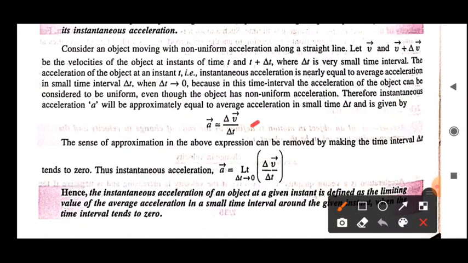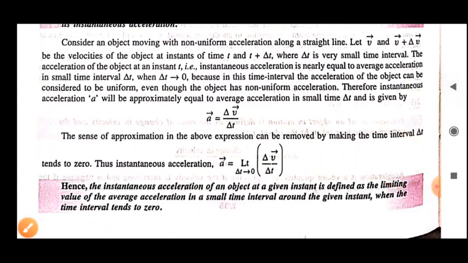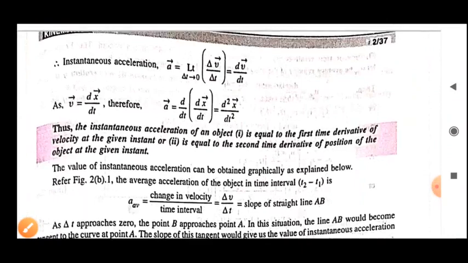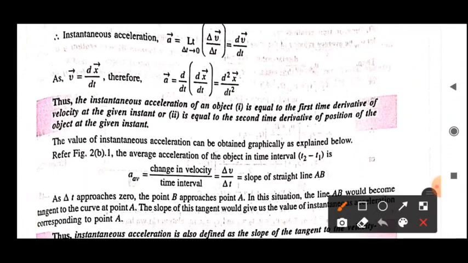So acceleration can be given simply by delta v by delta t. But if we approximate this relationship by taking delta t tends to 0 and taking the limit, then the instantaneous acceleration is given by this value, or we can also write it as dv by dt. So dv by dt is what? This is the rate of change of velocity. So the differential rate is also how we can calculate the value of acceleration. So this is the formula of instantaneous acceleration.